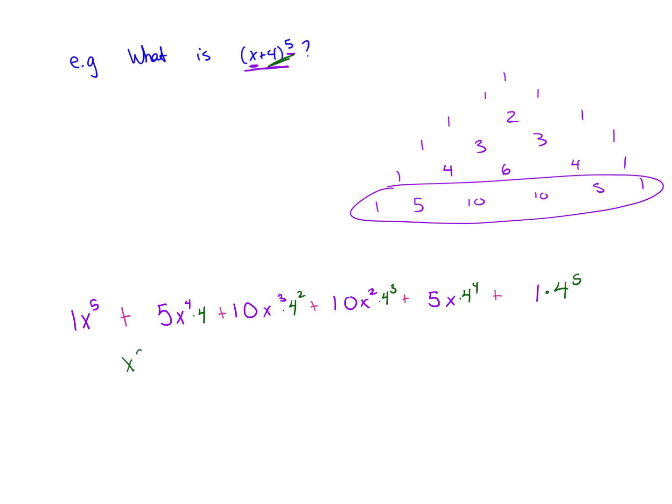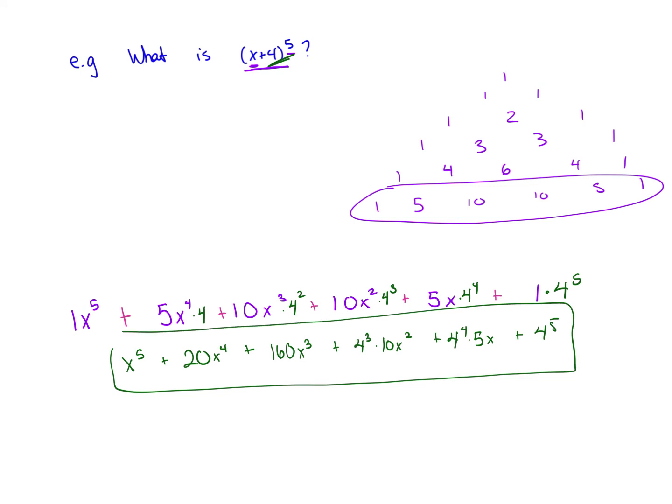So I get x to the 5th plus 20x to the 4th plus 4 squared is 16 times 10 is 160, x cubed plus, I'll just write this as 4 cubed times 10 x squared, or you could, well, multiply it out, 4 to the 4th times 5x plus 4 to the 5th. So I can quickly evaluate the expansion of that binomial using my binomial theorem.